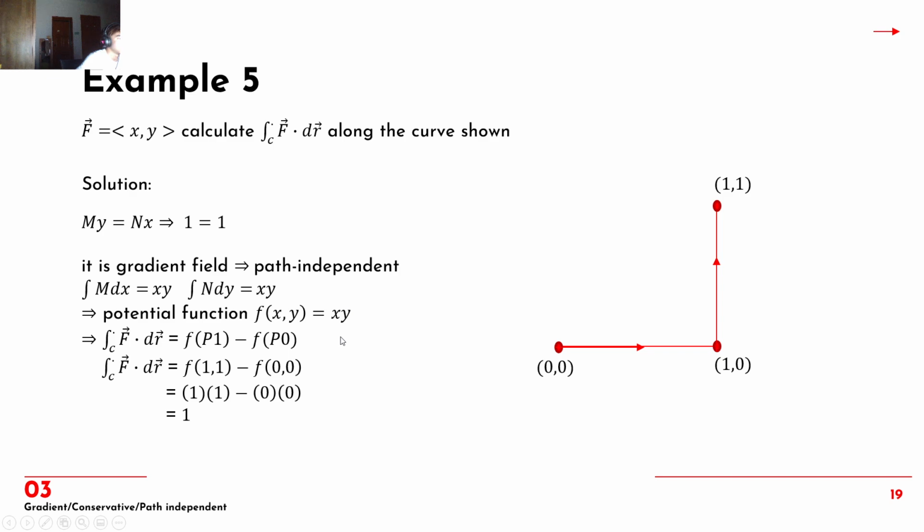And then we use the fundamental theorem of line integrals. We got f of p1 minus f of p0. So p1 is 1, 1, p0 is 0, 0, and then we plug into the potential function. We got 1 multiplied by 1 minus 0 multiplied by 0, we got 1.